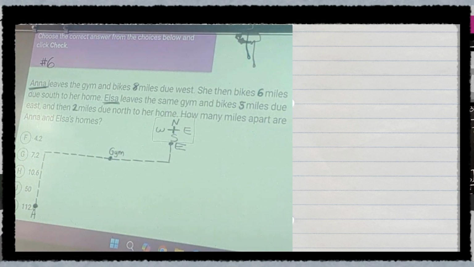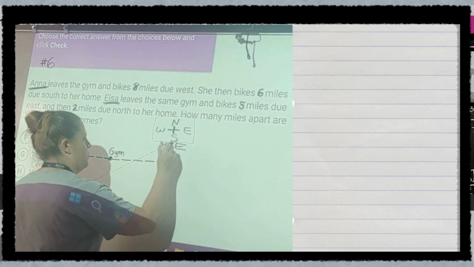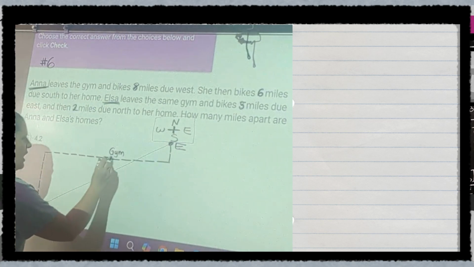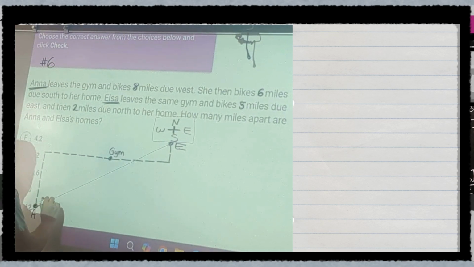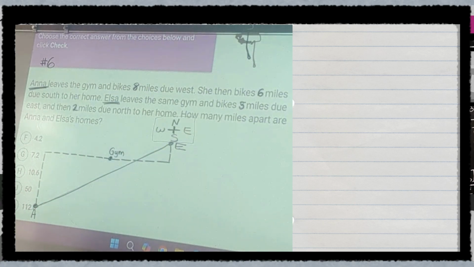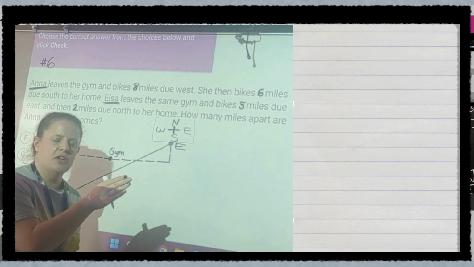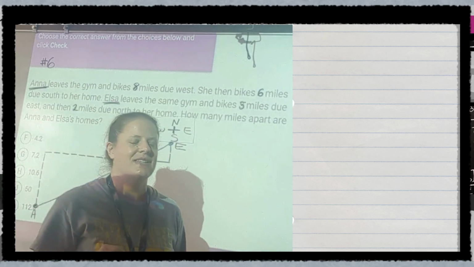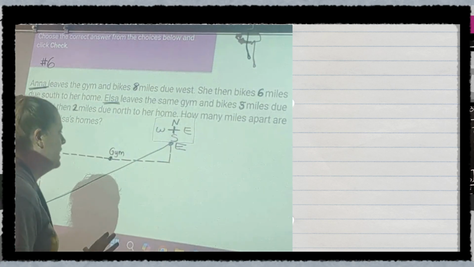So now we want to know, how far do they live from each other? We're going from down here all the way up here. And you notice we're not crossing the gym. Okay? We're going in a straight shot from house to house, but it doesn't cross the gym. Okay, it doesn't have to.